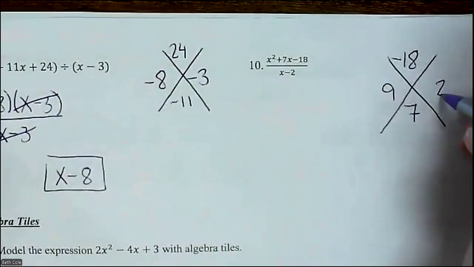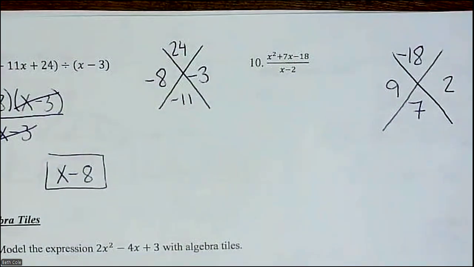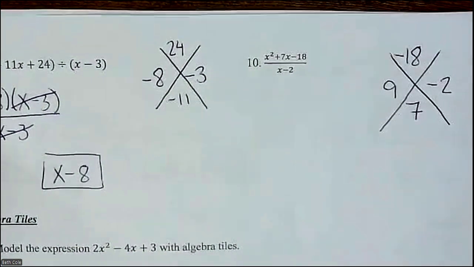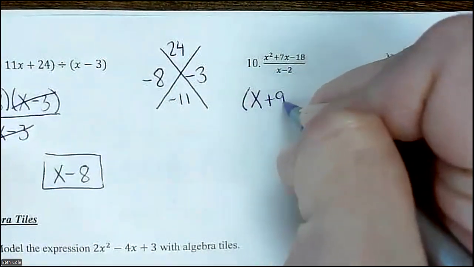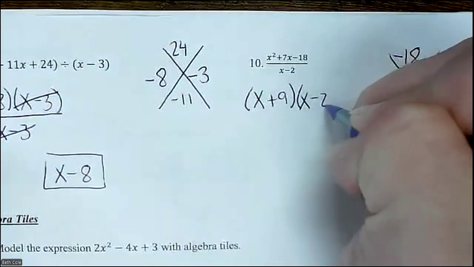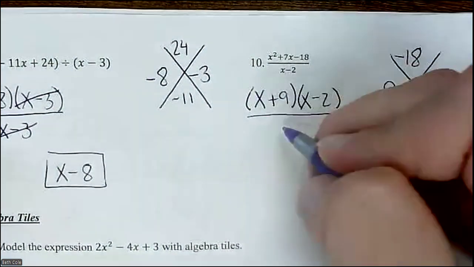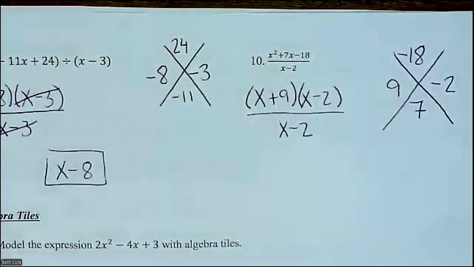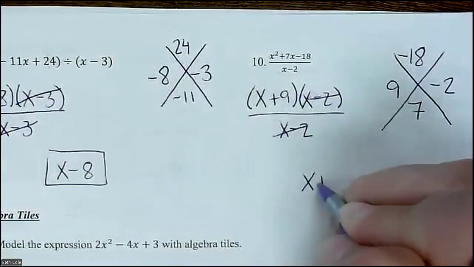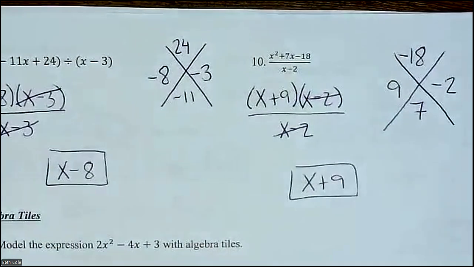9 and 2. Good. Then decide the negative. Just wait till the end. Good. 9 minus 2 is 7. And so you're going to have x plus 9, x minus 2, divided by x minus 2. One of them is going to have to match. So that one canceled, and your answer is just the stuff that's left.